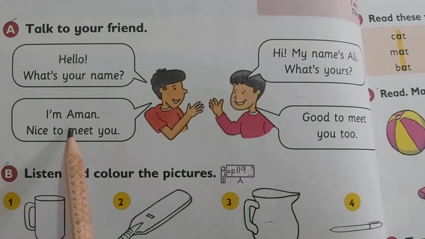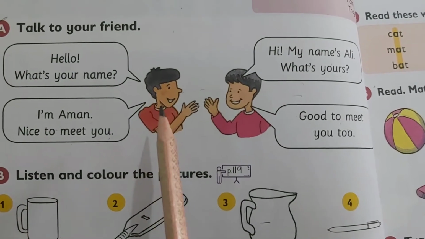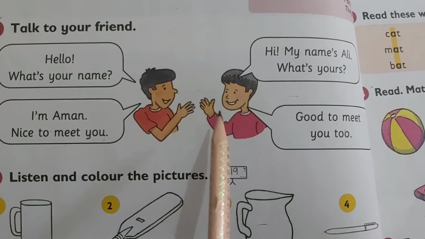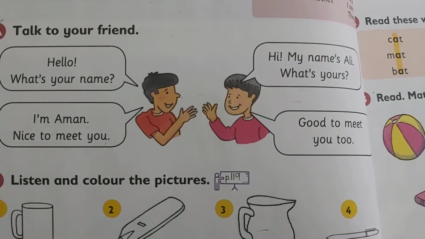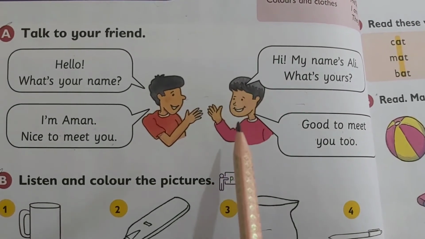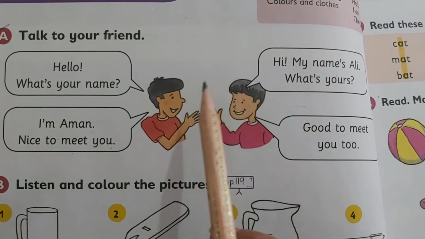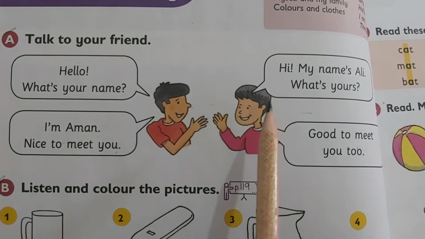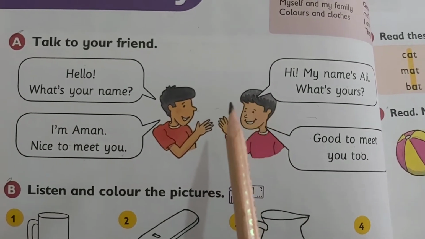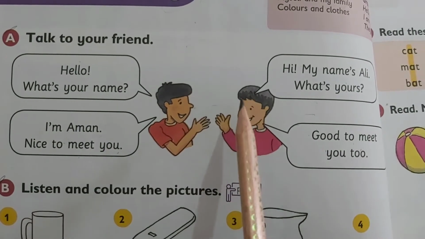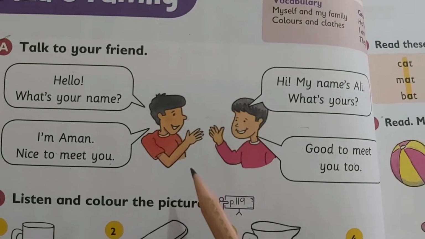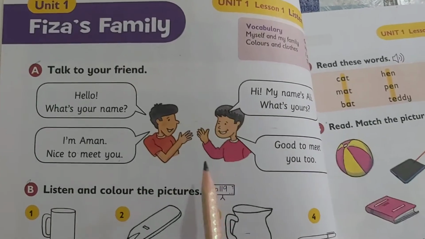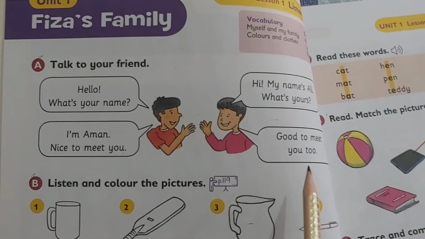So in these two boxes, these boys are introducing themselves to each other. It is all about how to introduce ourselves. Like you guys, if you meet new classmates and you have to introduce yourself, you will say, Hi, my name is Ahmed. And suppose he is Ali, he will say, Hi, my name is Ali. How do you do? Now you can introduce yourself to any person you want.